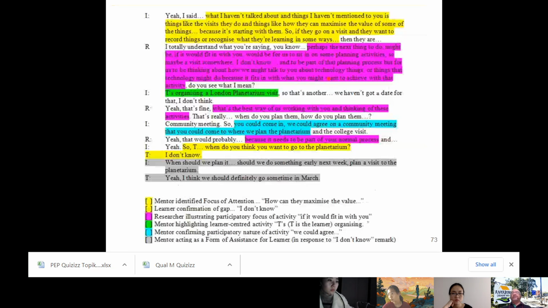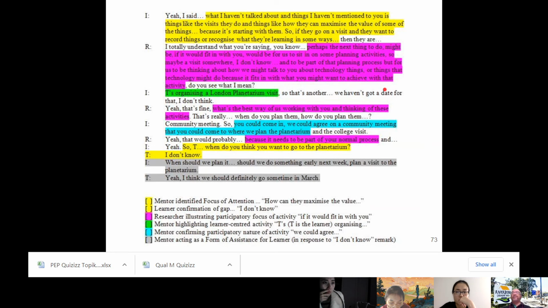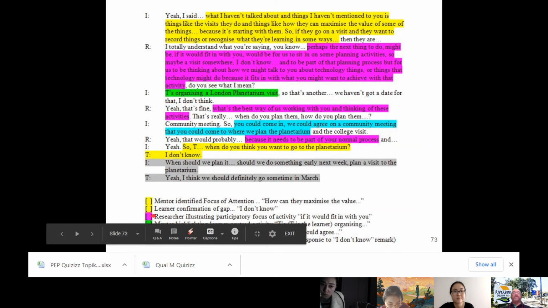Okay, so this is how you put the coding. For example, if you say, this is very important and it means something, you highlight this, and then you create a label called Mentor Identify Focus of Attention. And then for the next paragraph, if you think it's important and it means something to you, you need to label it. So this is the purple one.